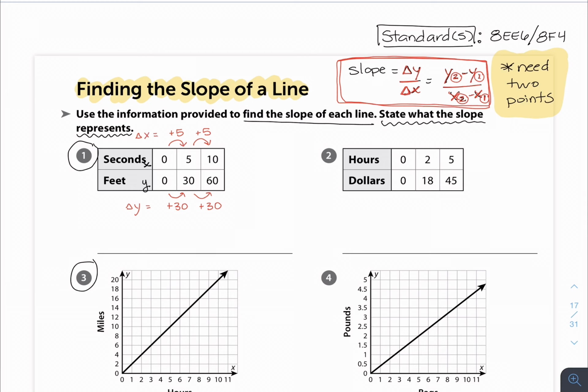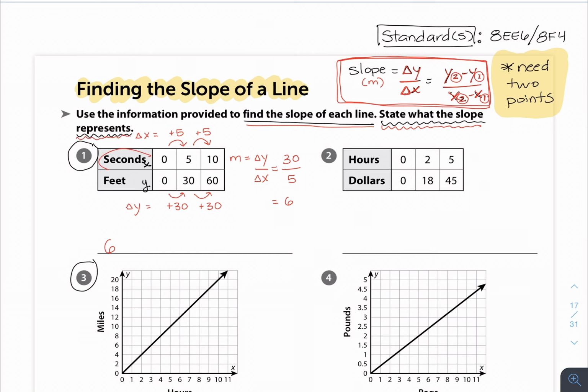So to find my slope, which is m, I'm going to do change in y over change in x. My change in y is 30. My change in x is 5. And 30 divided by 5 is 6. Alright, so that takes care of the first part of the question, find the slope of each line. Now I have to state what it means.